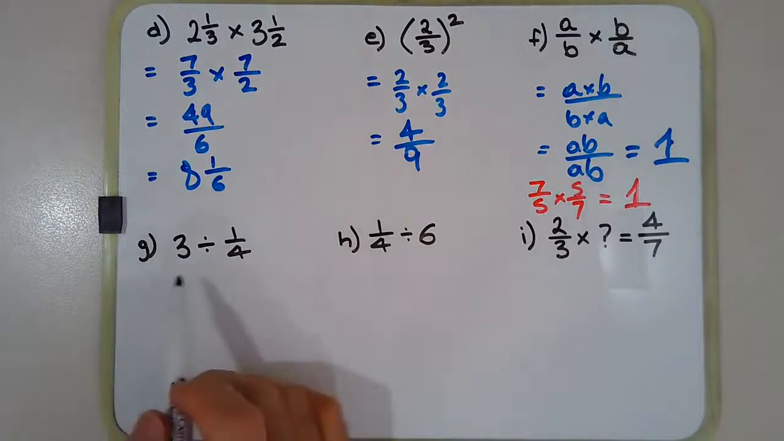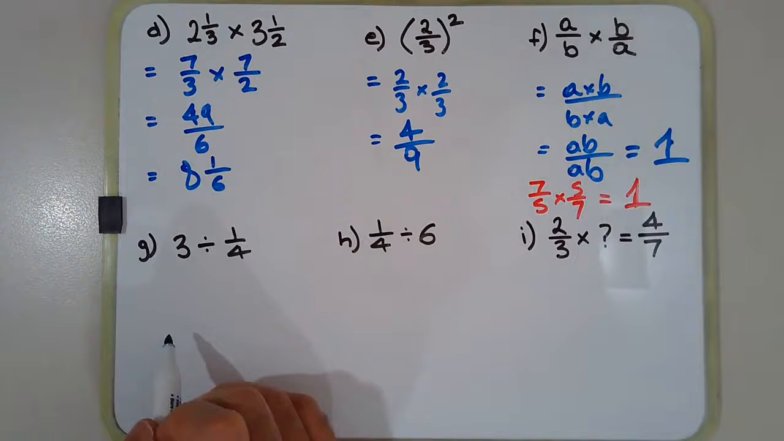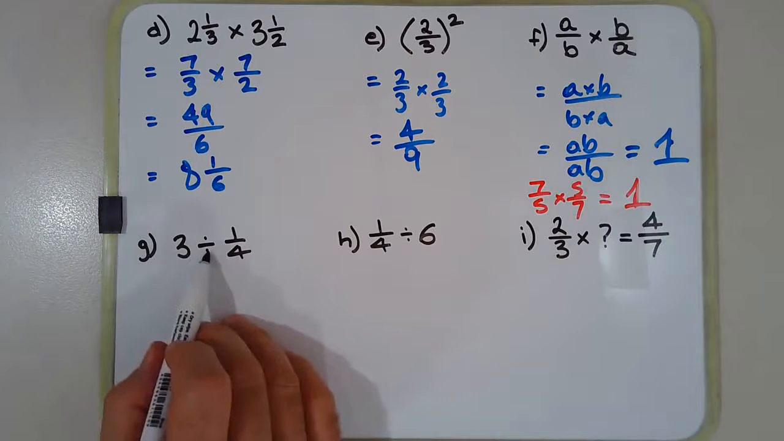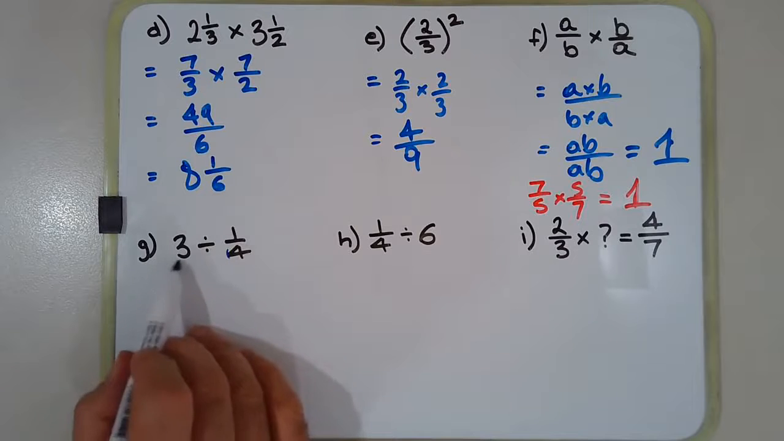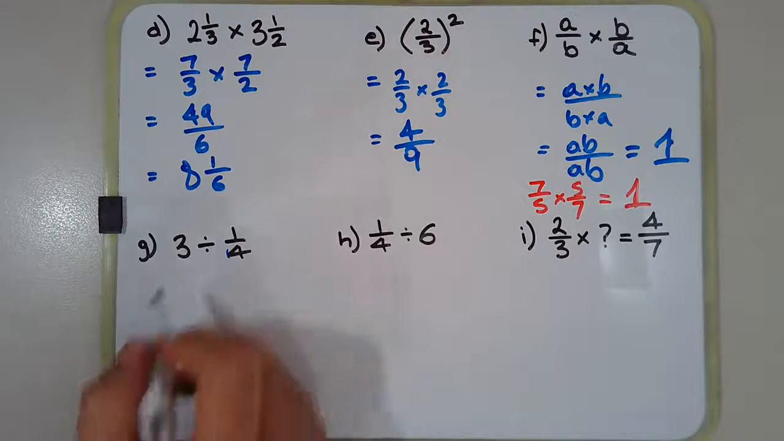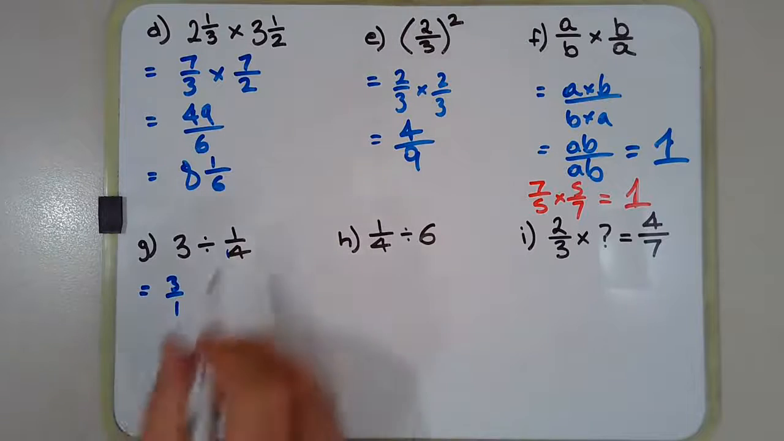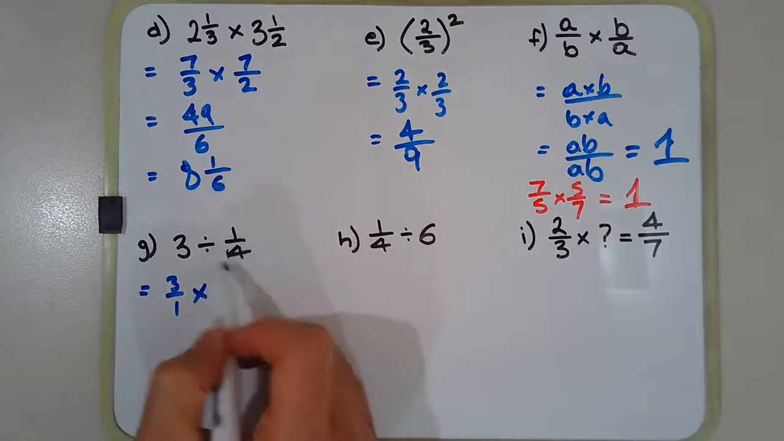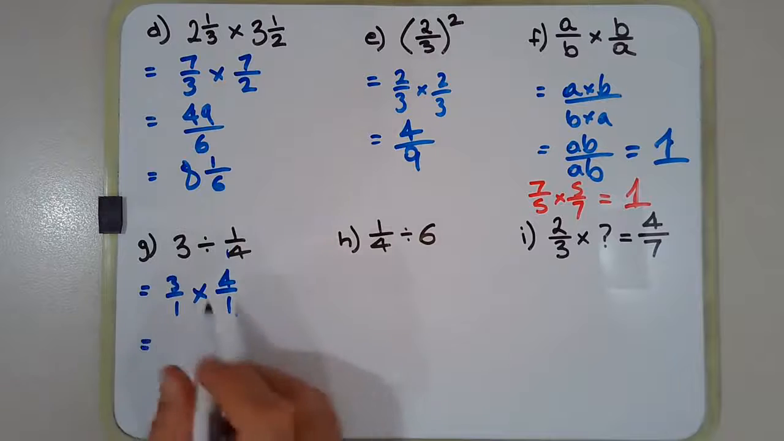Right. What about part G? 3 divided by 1 on 4. We could turn the division into a multiplication and invert the second fraction, but we probably should convert the 3 into a fraction as well, just to make it a little bit easier for us. So the 3 is just the fraction 3 over 1. We're going to turn the division into a multiplication, and then we're going to invert the second fraction, which is 4 over 1.